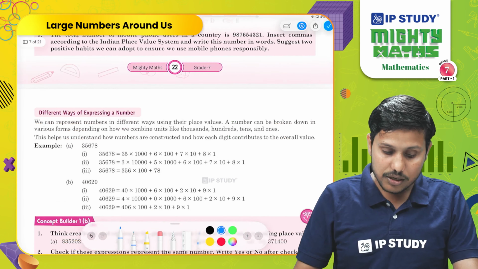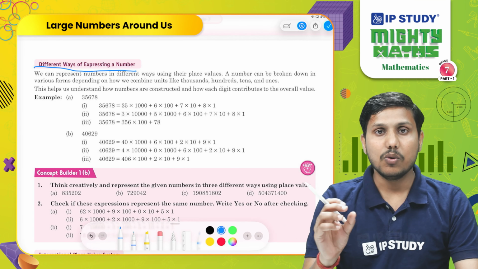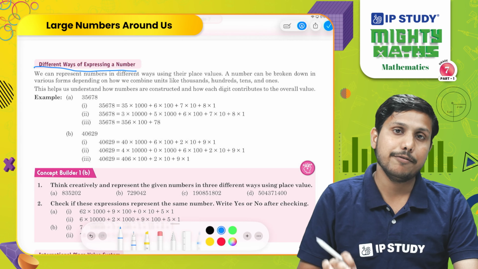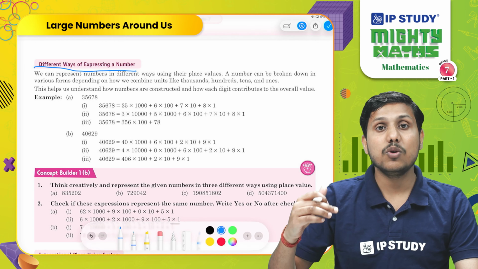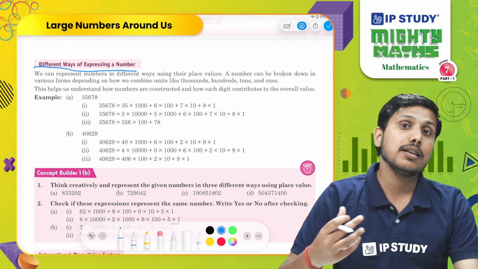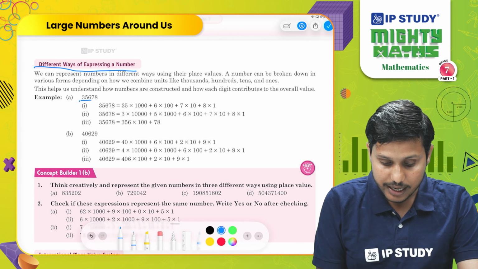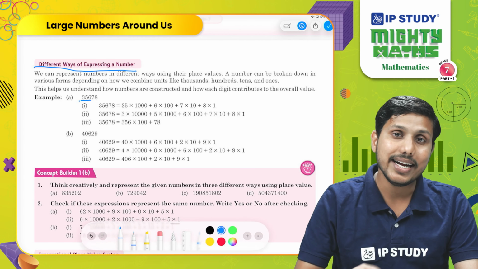Moving to the next topic, different ways of expressing a number. We have already understood how to write the expanded form using the place value. Now, this place value can also help us to express a number in different forms. Like, we have a number 35,678. Now, we can express this number in different ways.